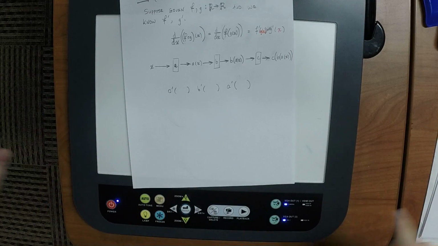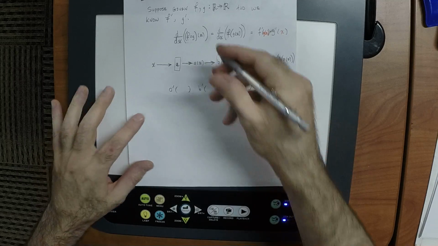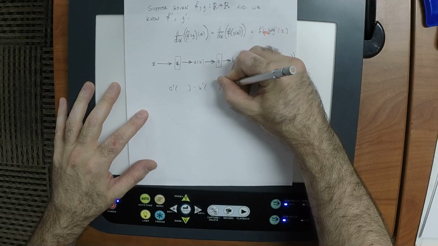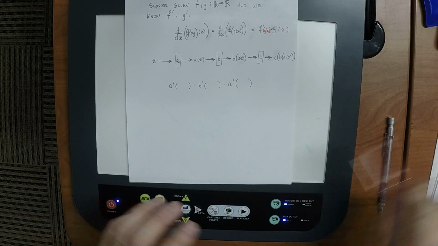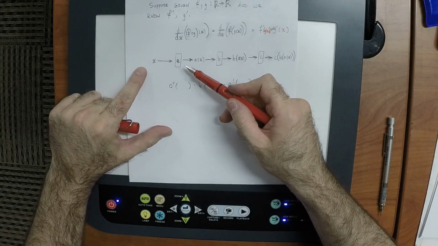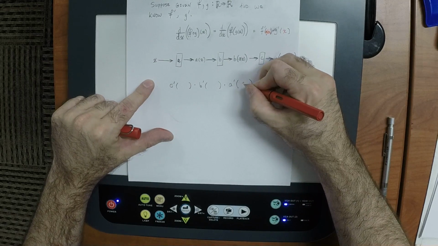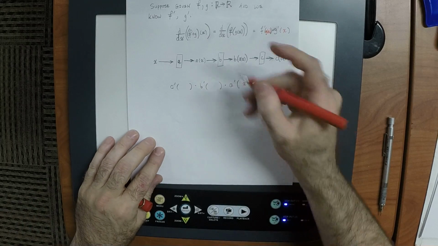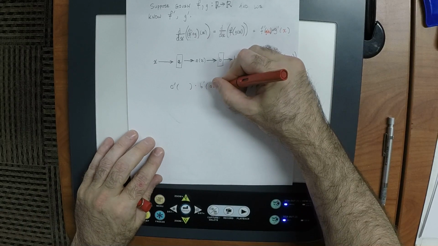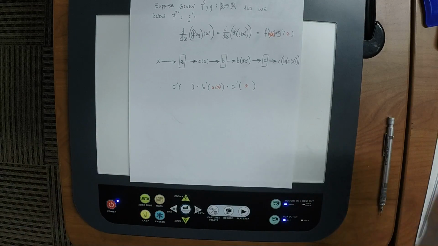And then what do we do with all those derivatives? Do we add them all together? No, we multiply them together. And now the question is where does each one get evaluated? So have a look at the machine. Where does A get evaluated? At x. Where does B get evaluated? At A of x. And where does C get evaluated? B of A of x.